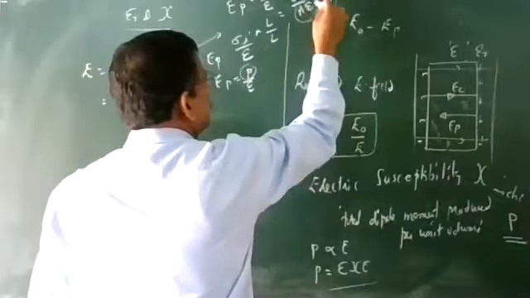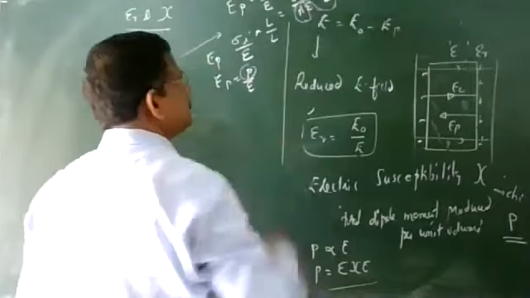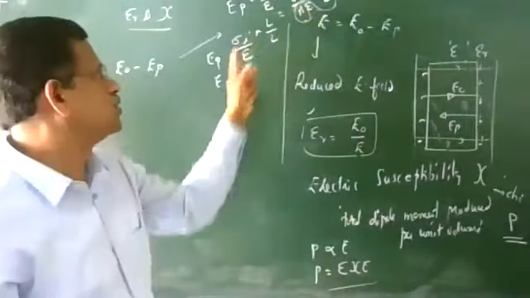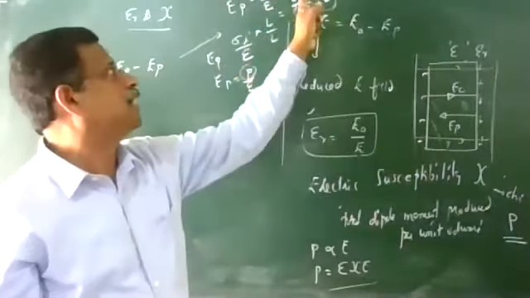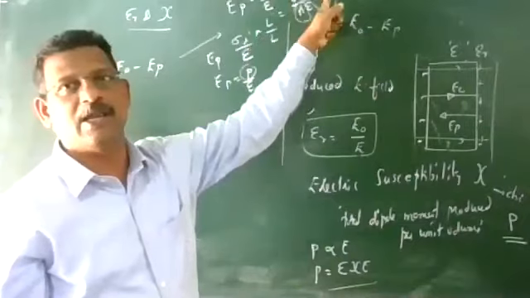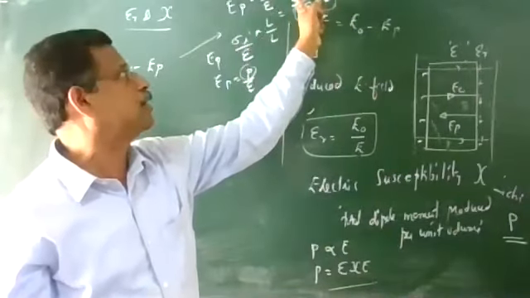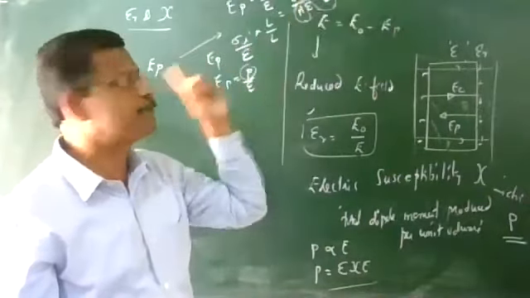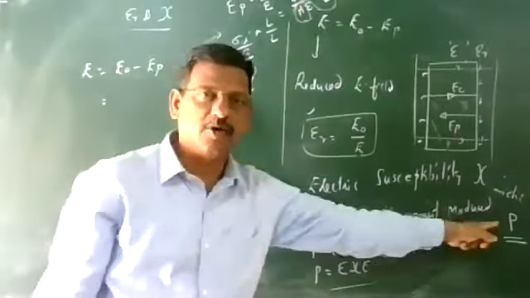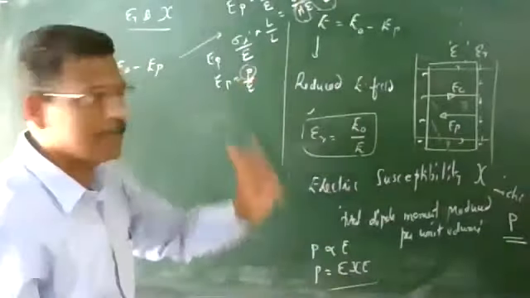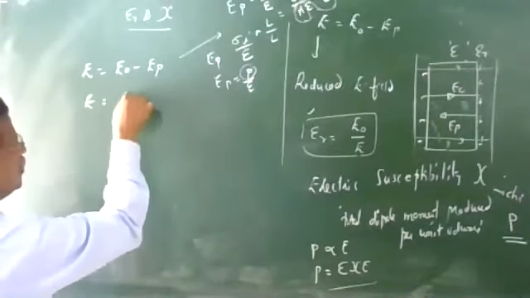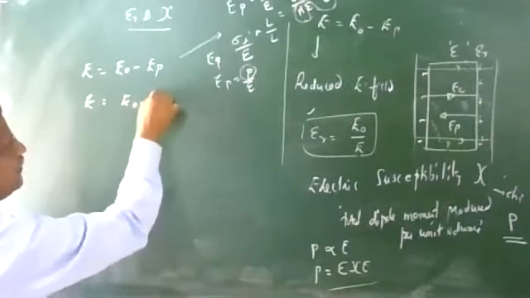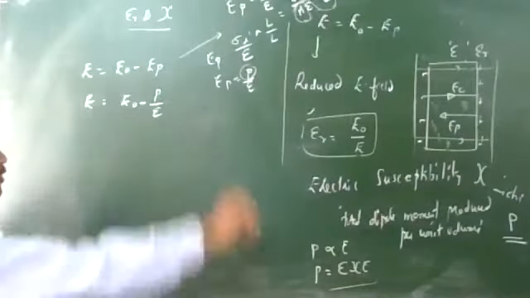So A into L is the volume of this dielectric, and Q into L, charge into length, is the total dipole. Total dipole per unit volume is represented by a particular term that we introduce as P. So it is P by epsilon. So in this equation, I write E equal to E naught minus EP. Here I write EP as P by epsilon.